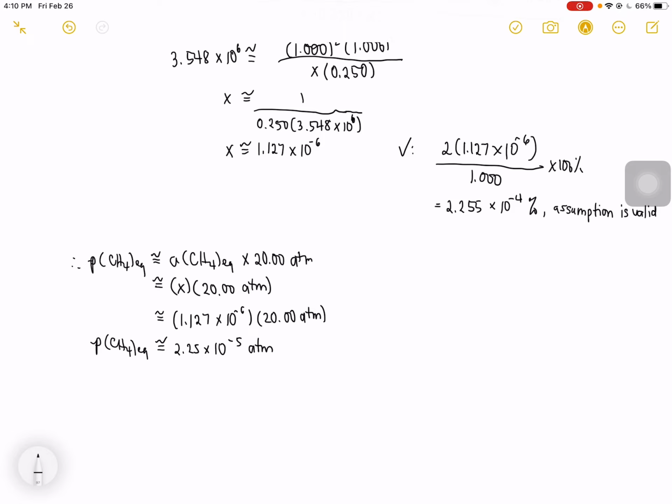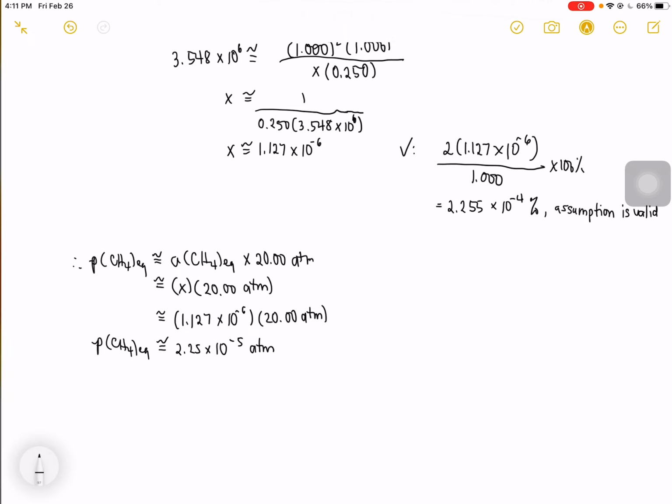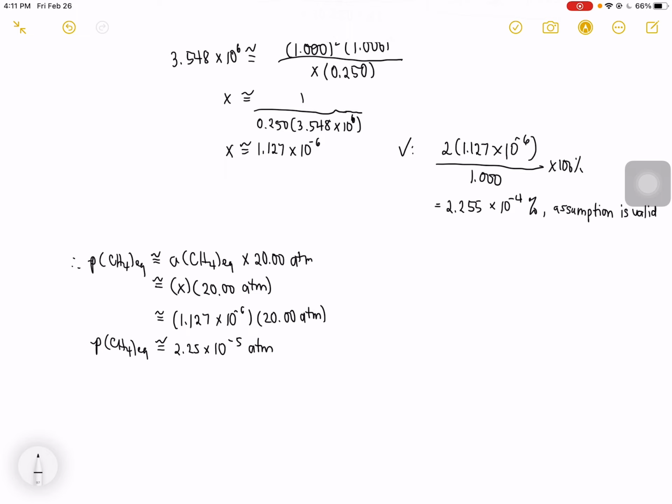But since this very small pressure is not a very practical means of measuring our pressure, we can just simply make a conversion for this one, remembering that an atmosphere of pressure is equal to 101,325 pascals. We can also express our answer in terms of Pascal to be equal to 2.28 pascals. And that is how much methane is left in our reaction vessel at equilibrium.